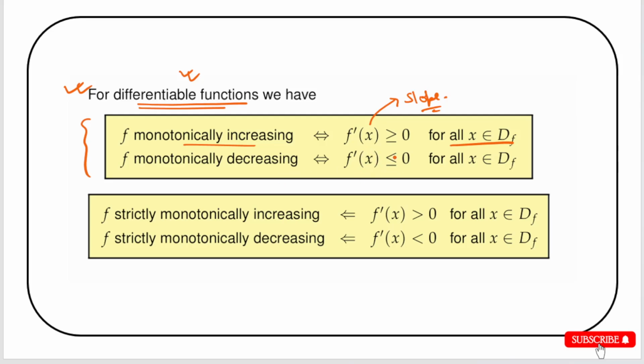Similarly, if f prime x is less than or equals to 0, then the slope is decreasing or it is not going up at least. So for all x belonging to the domain of the function, you will say that the function is monotonically decreasing. Okay. Now for strict monotonicity, you will have strict inequalities here, nothing else, right?